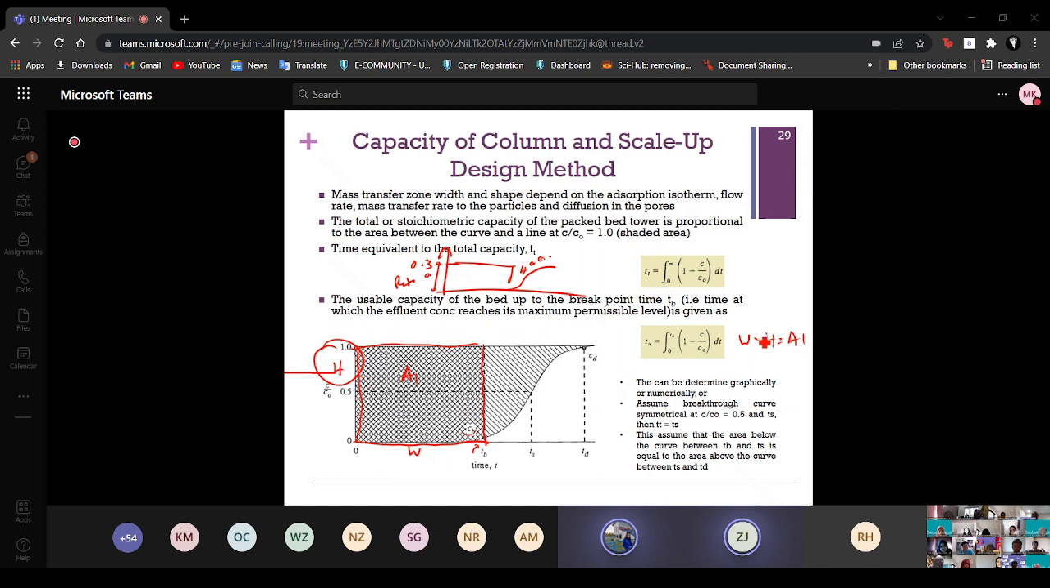So the height is 1.0. What is the width? You have to find it: 0 to TB. What is the value of TB? Let's say TB is 6 hours. Just multiply, 6 times 1, so you get 6 equal to area A1. Okay? That is for TU. Any questions?